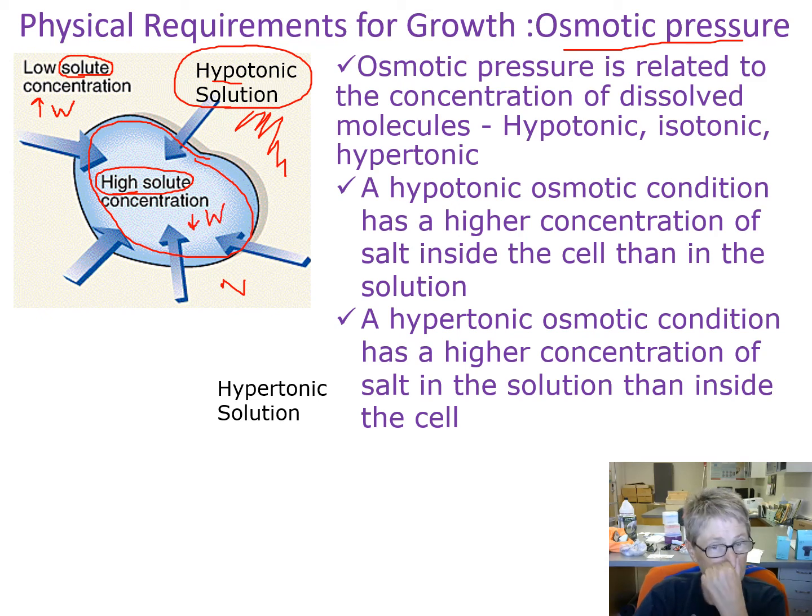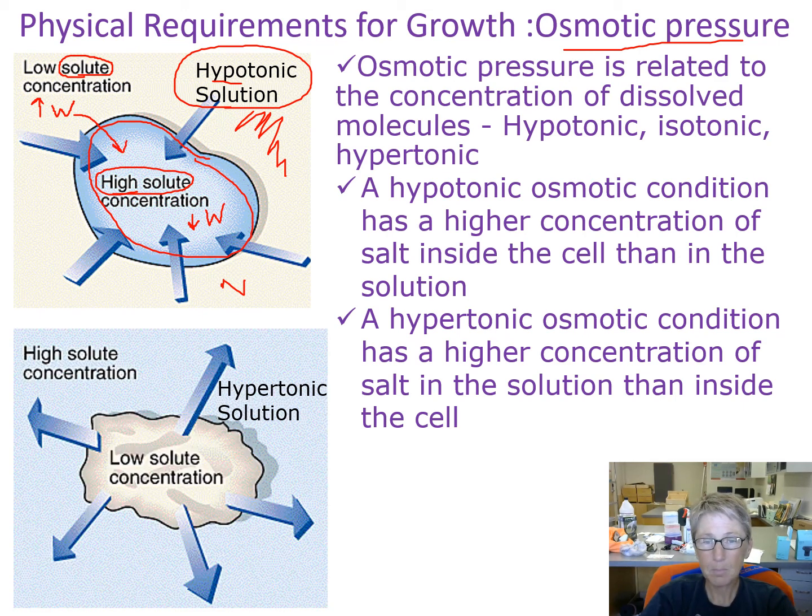That means when you put a single-celled microbe in a hypotonic solution, where there's high water on the outside and low water on the inside, water is going to move down its concentration gradient from high to low. The cell will swell and it will burst.